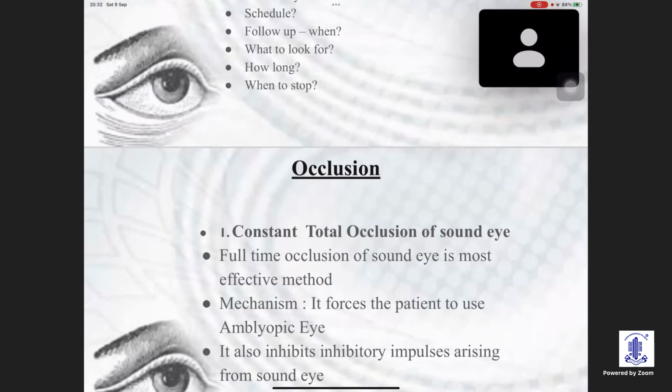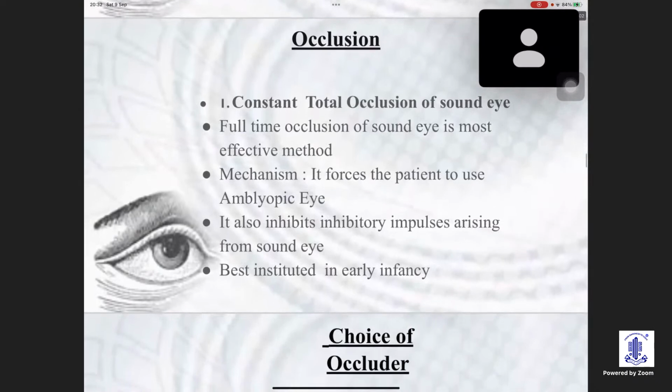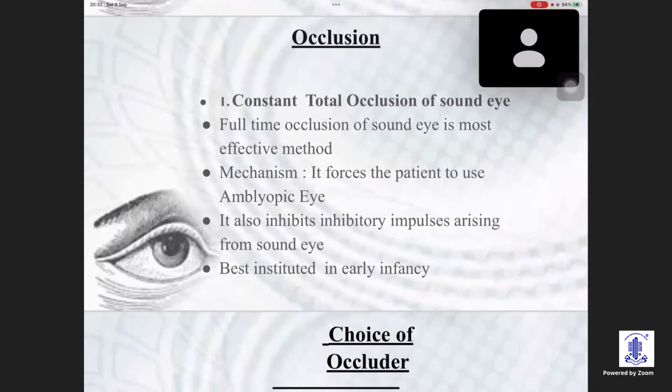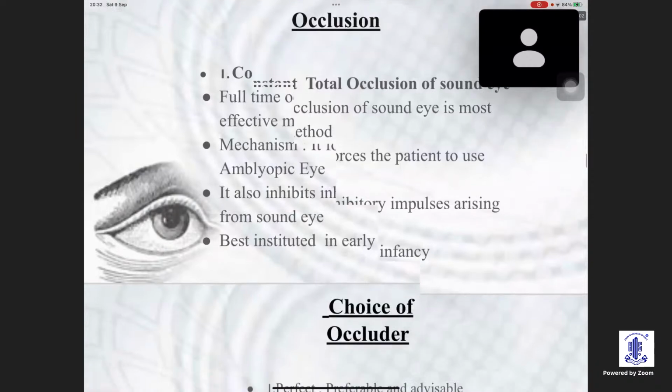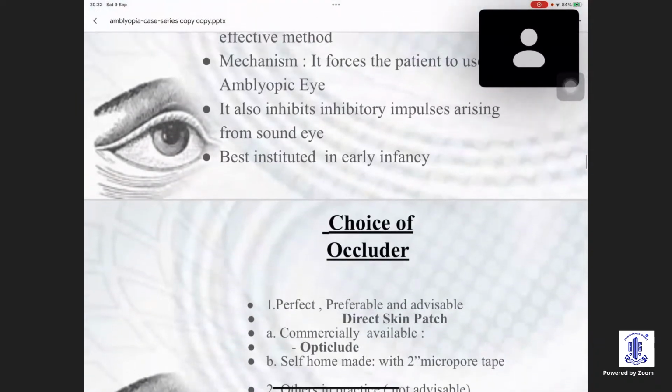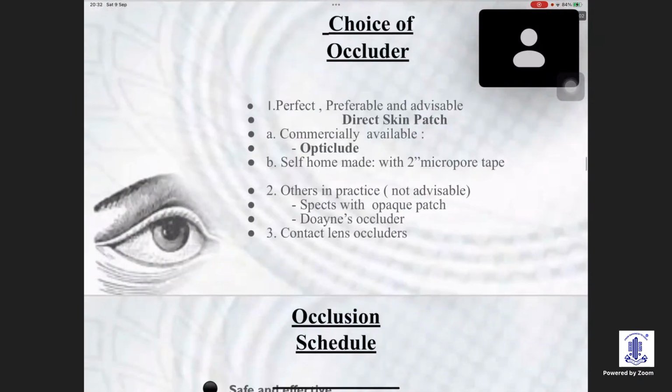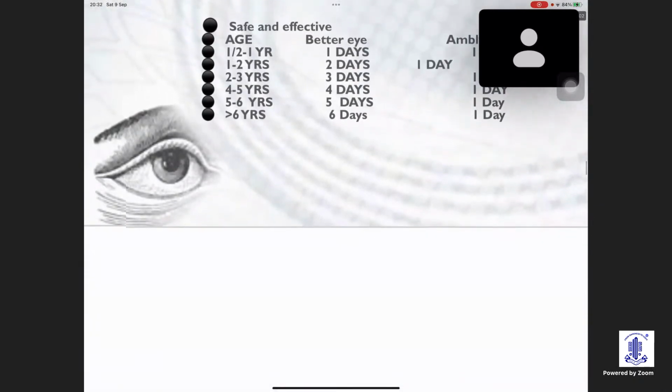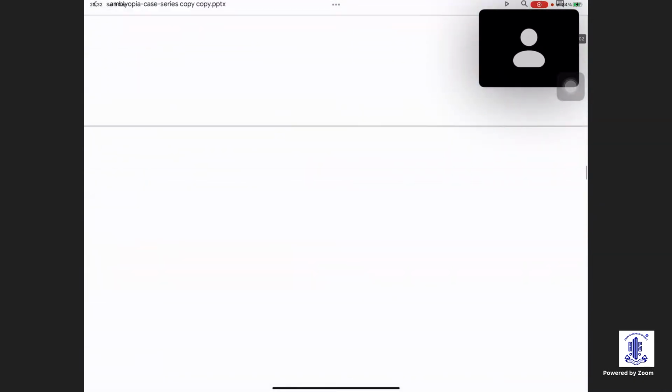Constant total occlusion of the sound eye is the most effective method because it forces the patient to use the amblyopic eye. It also inhibits inhibitory impulses arising from the sound eye, and it is best instituted in infancy. But with these pediatric studies, there is a choice of part-time occlusion also. There are various occlusion schedules which have been described.